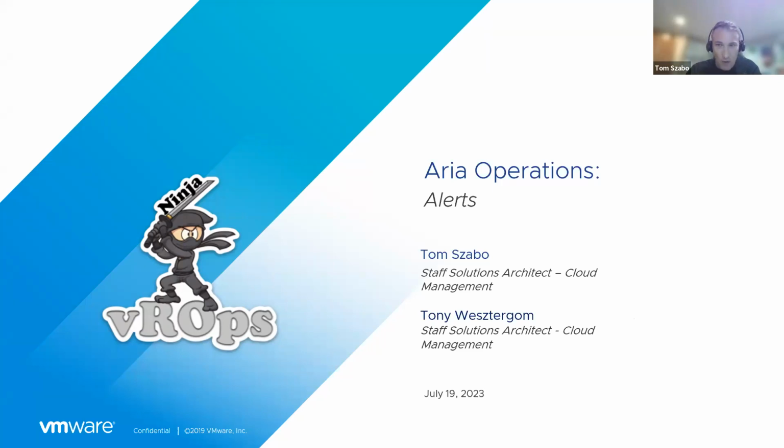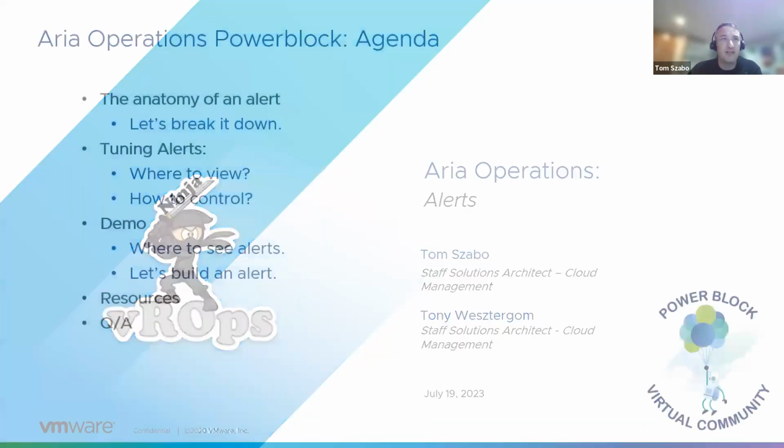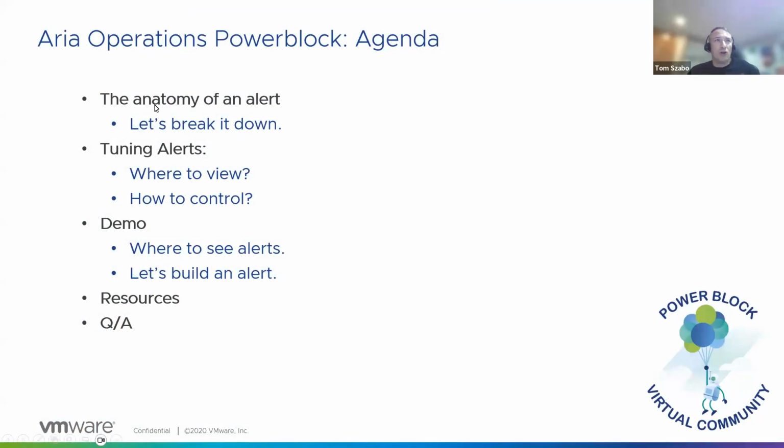So what we're going to do today is walk through a few slides, just going through alerts, what they are, some methodologies, and some things to think about. It would probably help if I advance my slides and look at the agenda. We're going to talk about what an alert is from an Aria Operations perspective, how to potentially tune them, where to view and how to control them. And the idea is to jump into one or two of our environments and take a look at where you can see alerts.